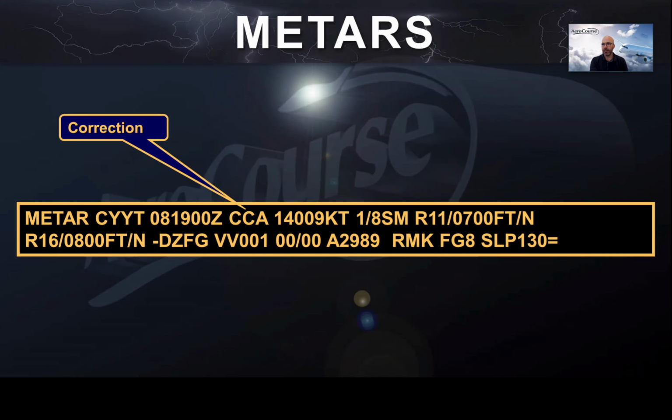Here's another METAR. This one has a correction in it. Whenever corrections are made to METARs, they'll do CCA for the first correction, then B, C, D, etc.